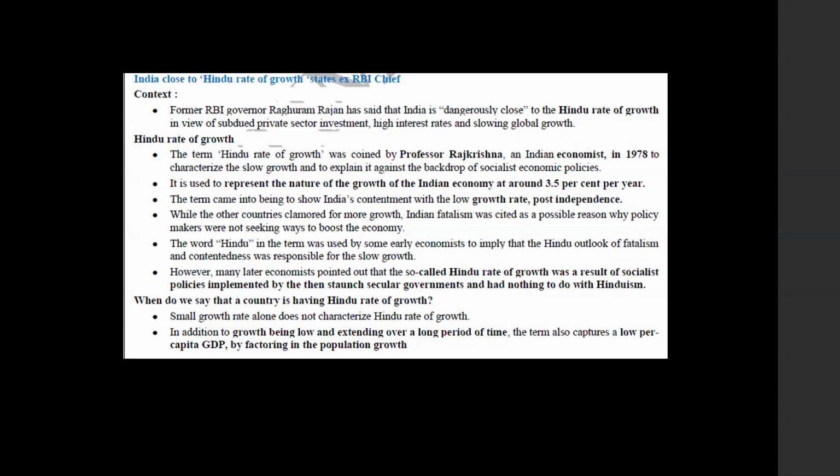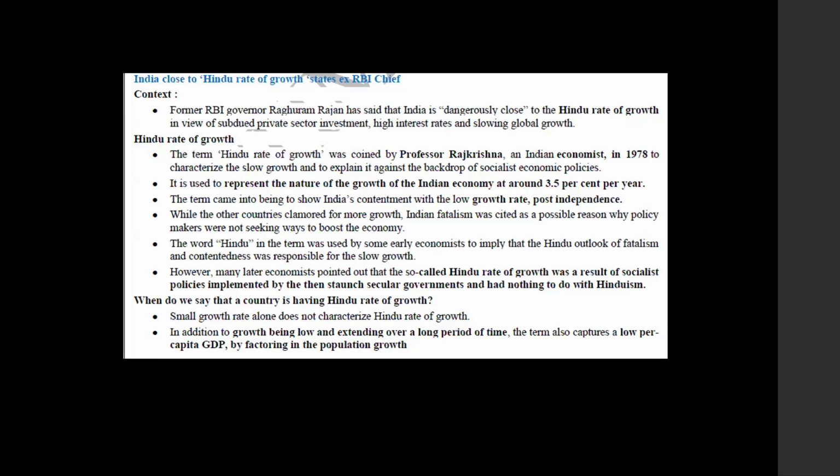Next, guys, Hindu rate of growth. What is the Hindu rate of growth? It is a very low growth of 2 to 3%, which was very common in India in the 1970s and 80s, when India was not liberalized and was not an open economy. India was a closed and regulated economy. Because of the regulation and closeness, the Indian economy used to grow at a very slow pace of 2 to 3%. This growth was termed the Hindu rate of growth by Professor Raj Krishna.